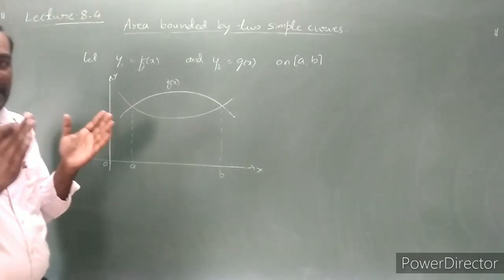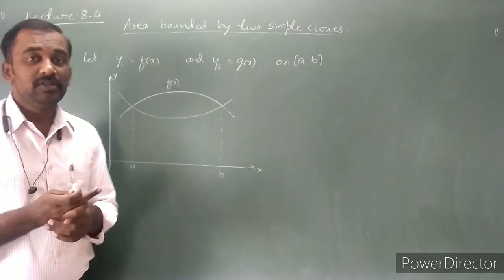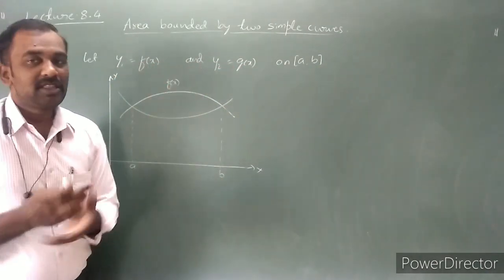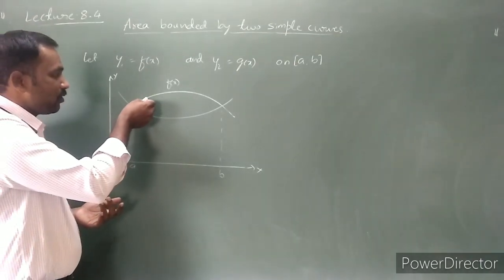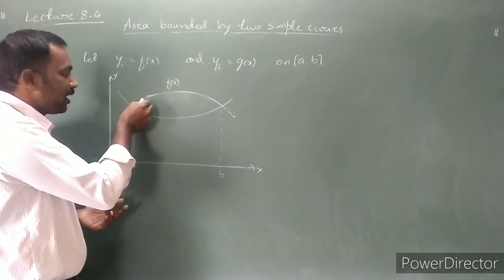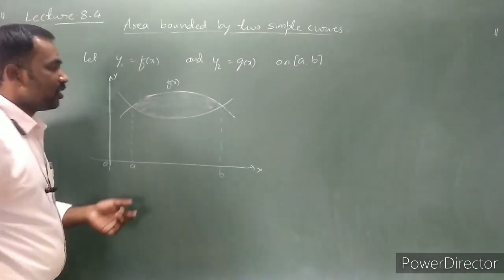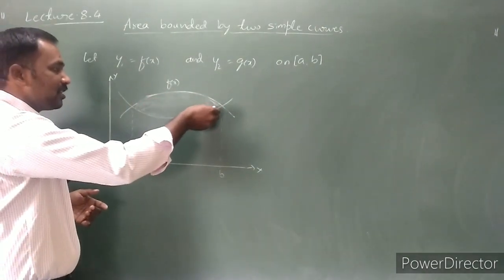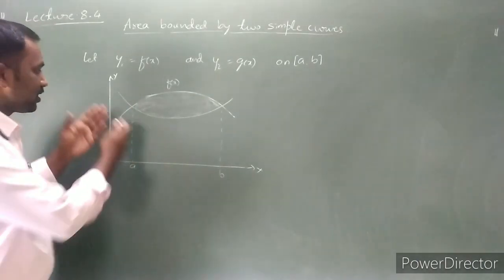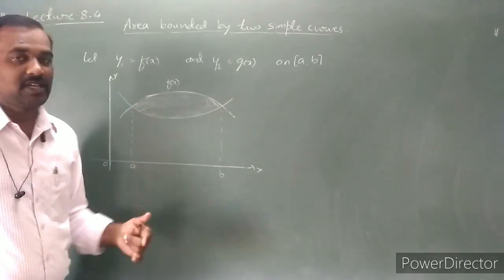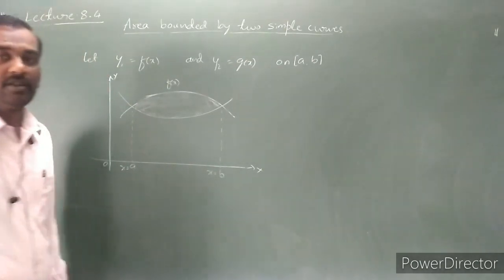Now we need to find the area bounded by the two curves, y1 equal to f of x and y2 equal to g of x. What is the area bounded by these two curves? It means we are required to find this area. Clear? How to find this area? From A to B, this is x equal to A and this is x equal to B.